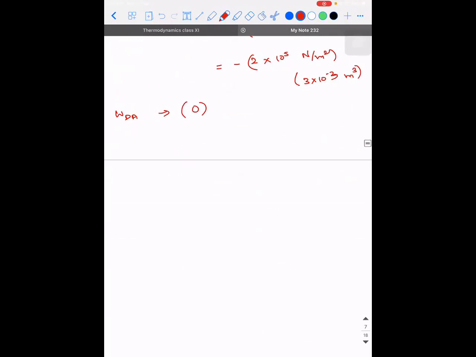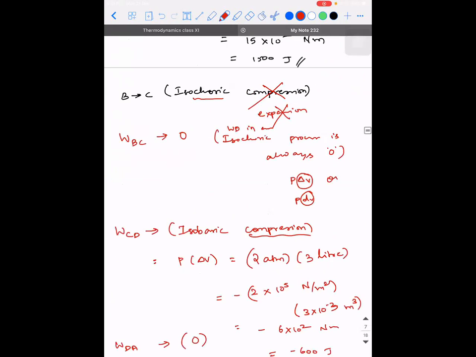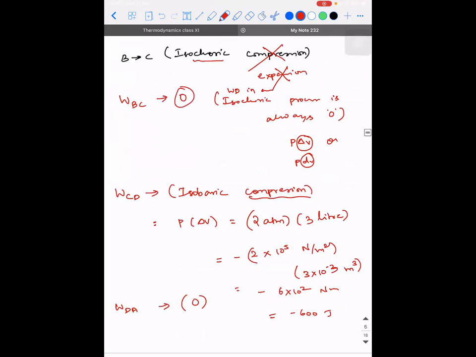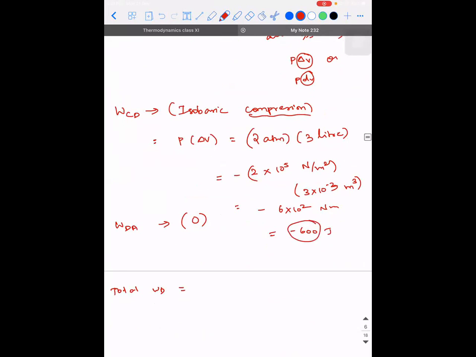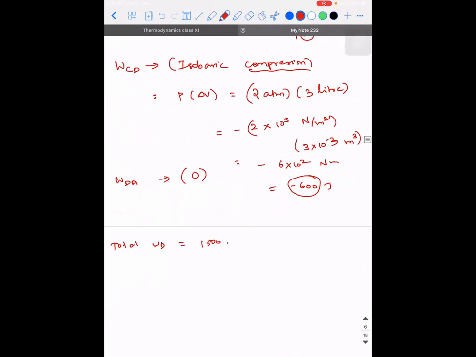So total work done is equal to 1500 plus 0 minus 600 plus 0. Got it? So it is 900 joule. That is the total work done in this whole process.